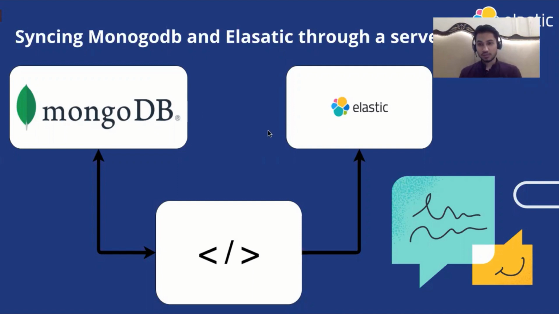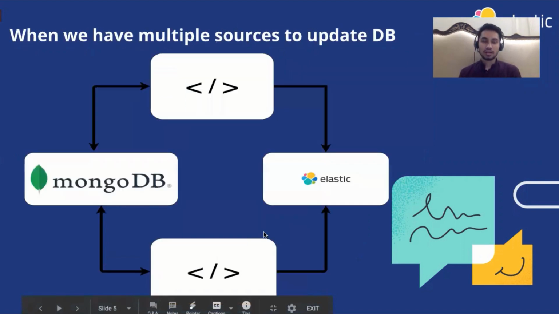But that's one problem. What if we have multiple sources that are updating MongoDB? Then we'll have to write a wrapper in all the sources to update Elasticsearch as well. So as we all can see here, there are two sources that are updating MongoDB, and they are also updating Elasticsearch as well. It means these two sources are having the same code for updating MongoDB and Elasticsearch together.